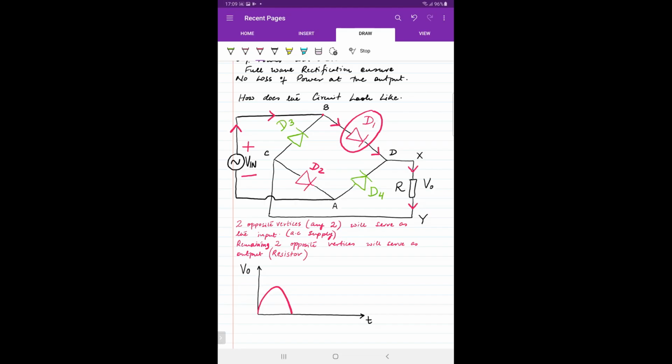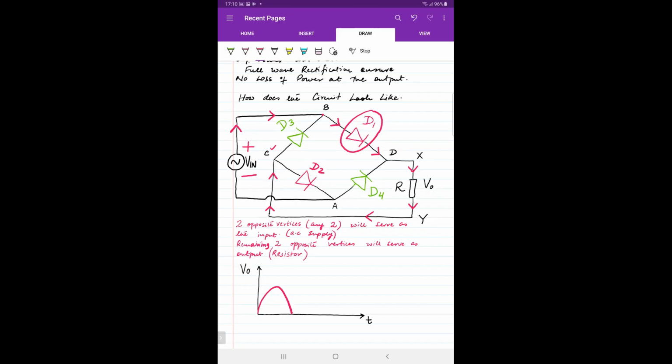Then from Y, the current continues and the current reaches the point C. Now after C, the current needs to decide, should it follow the red diode D2 or should it follow the green one D3? They are both forward biased, mind you, so the current can go either way.